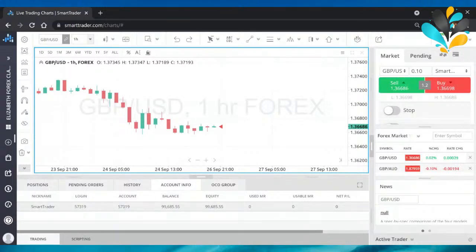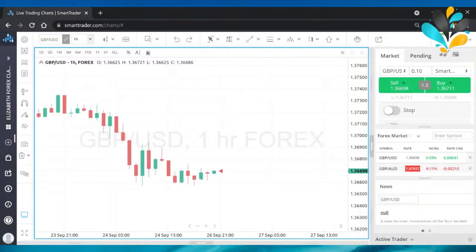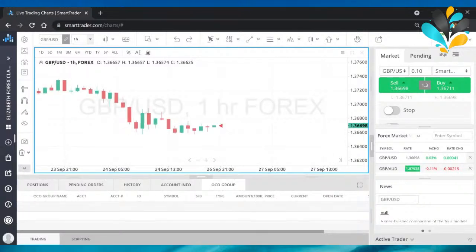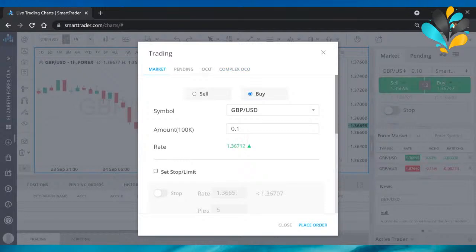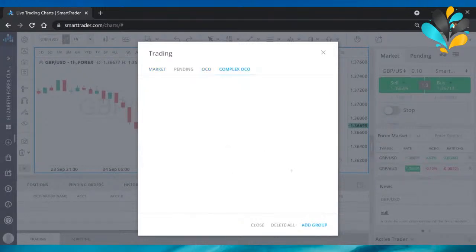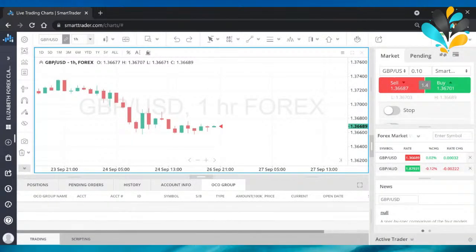The account number, the login number, the account nickname, you will all automatically get this information from creating an account with Smart Trader. It's free to sign up, so please do take the time to sign up. And then, forgive me, if you set the OCO groups, like I showed you guys earlier within that trading widget, particularly clicking on the arrows here, and selecting OCO or complex OCO and adding group, that's where you would see this show up.